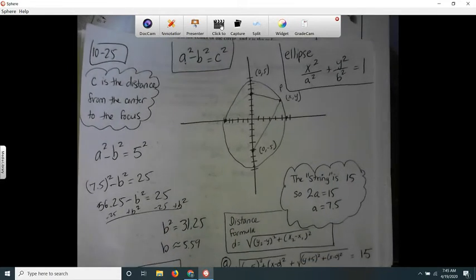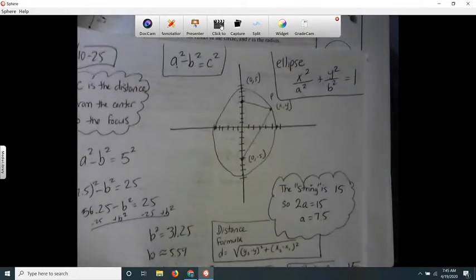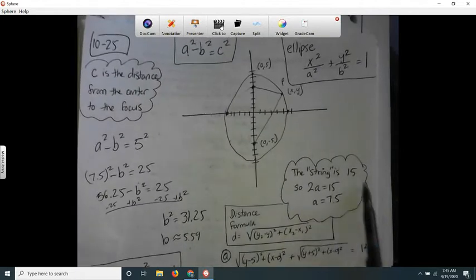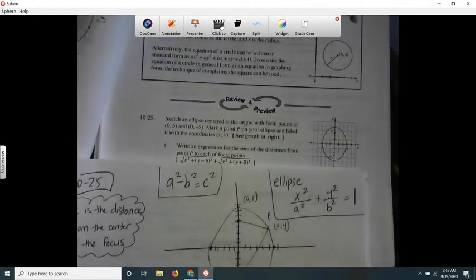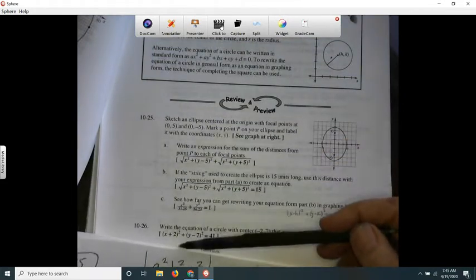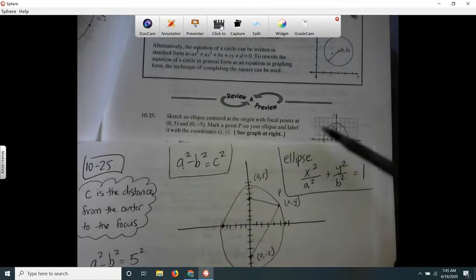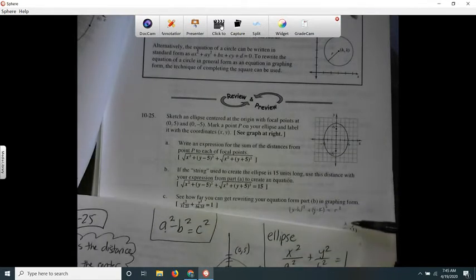It's not till letter B that we find out that the string used to create the ellipse is 15 units long. We need that information. So I guess what I'm saying is, if you just try to sketch the ellipse without reading A, B, and C, it's not really possible, because they didn't tell you how long the string was until down here.